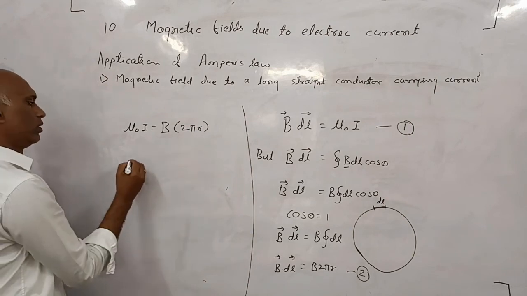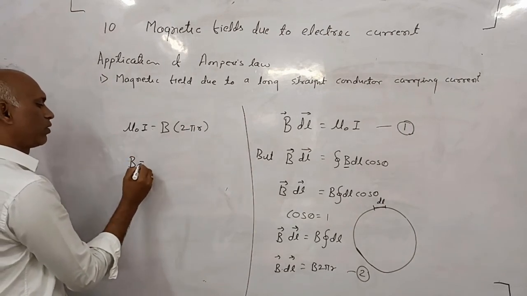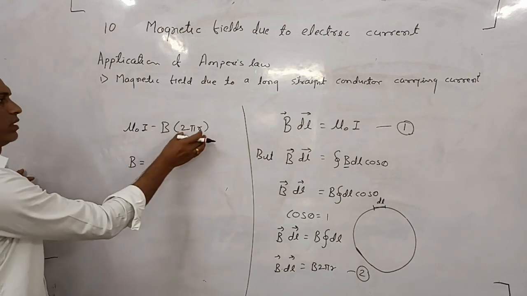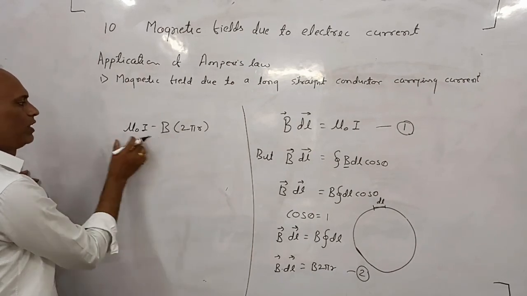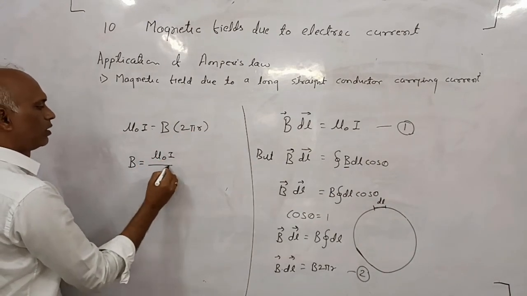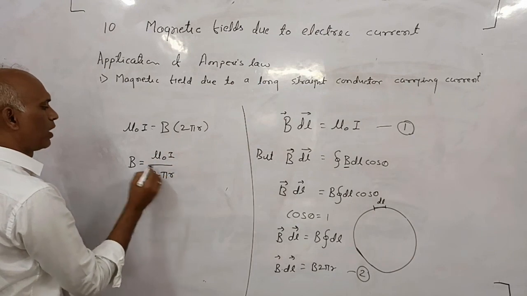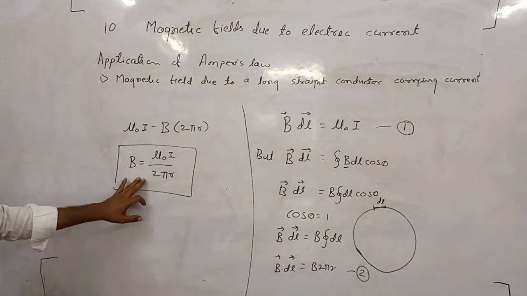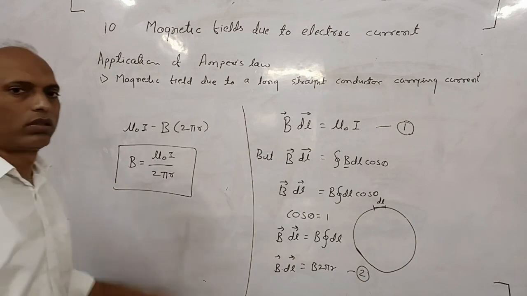Now, because we need to find out the magnetic induction of the magnetic field, that is B, we can bring this quantity to this side. So it will become mu 0 I divided by 2 pi R. So this is the magnetic field due to a long straight conductor carrying current.